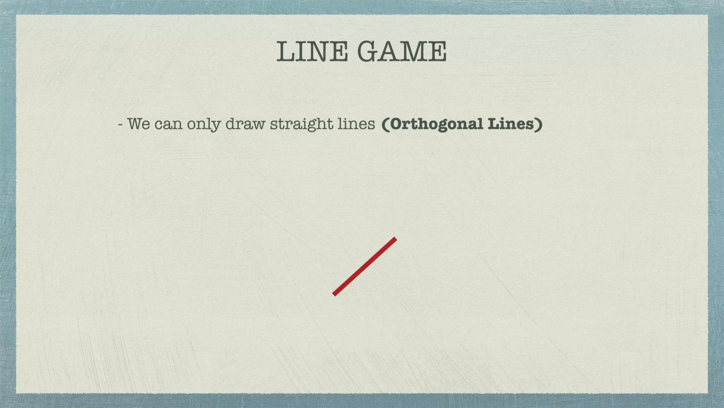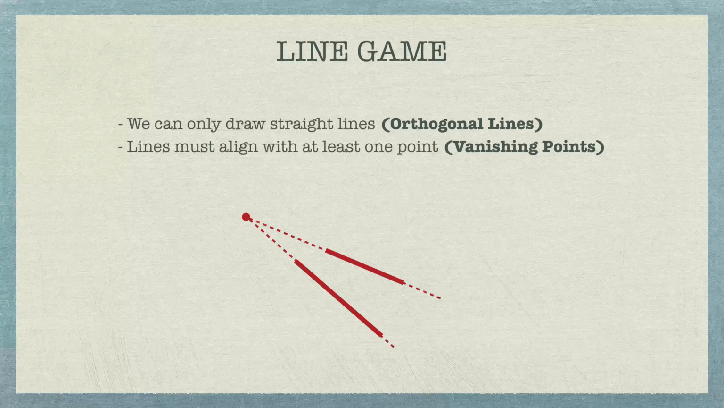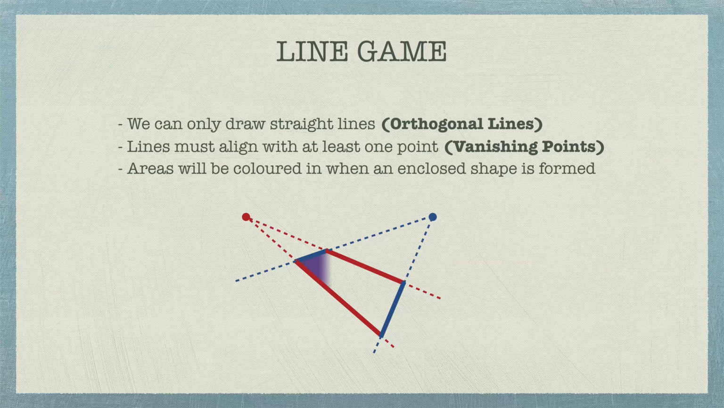The rules of this game are, one, we are only allowed to draw thin, straight lines, which we will call orthogonal lines. Two, for every line that we draw, it must align with at least one arbitrary point that we place on the canvas. We'll call these vanishing points.